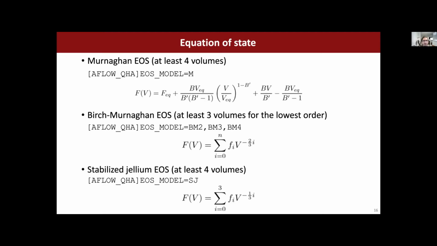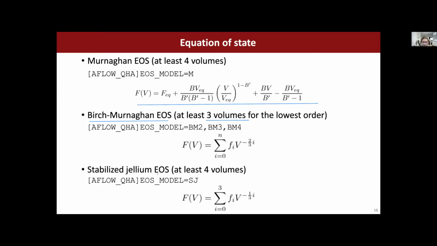So we have 3 different models which you can use. First one is Murnaghan equation of state. For that, you need to supply at least 4 different calculations for 4 different volumes. And the analytical form you can see here. Keep in mind that it's not analytic, so it might be a bit more problematic. Then we have Birch-Murnaghan EOS, and you can select 3 different orders, second, third, or fourth. And for the second order, it requires you at least 3 volumes.